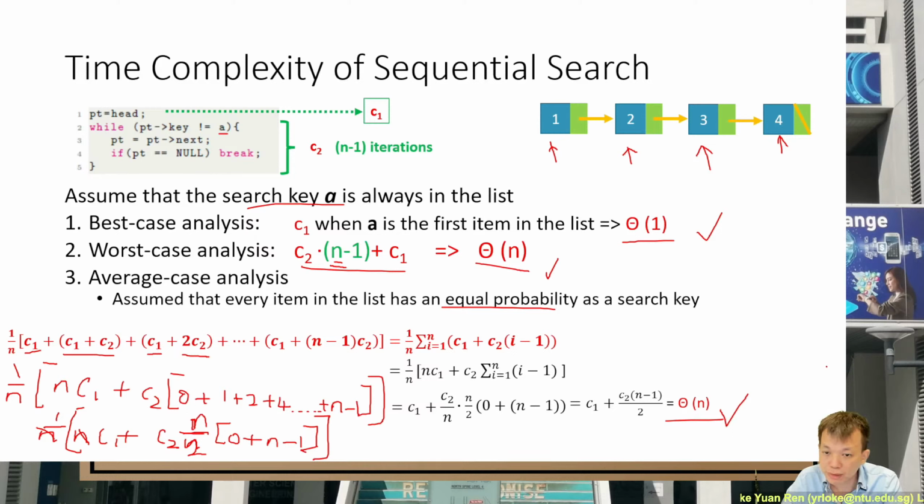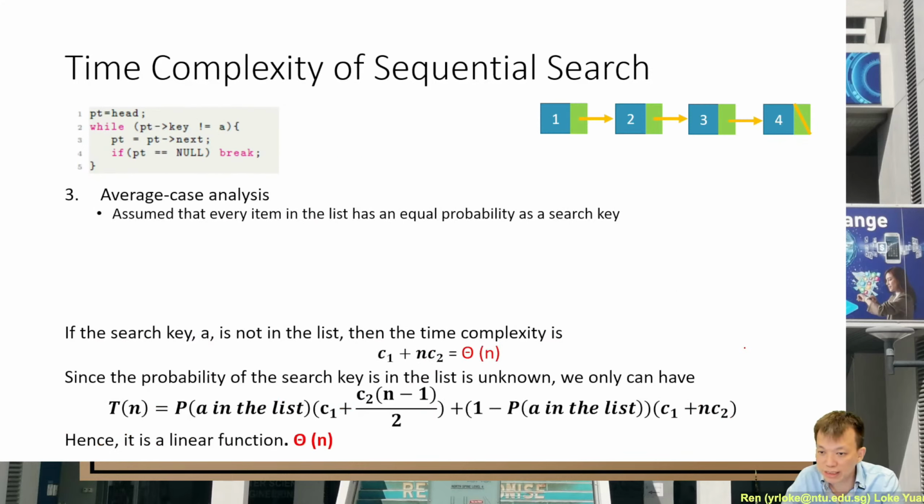If I assume the search key is in the list, then of course I need to consider what happens if the search key is not in the list, which means you always have to search all the way through the whole linked list. Then you conclude that the key is not inside. You need to run C1 also, then n iterations, including the last one. So it is also big theta n.